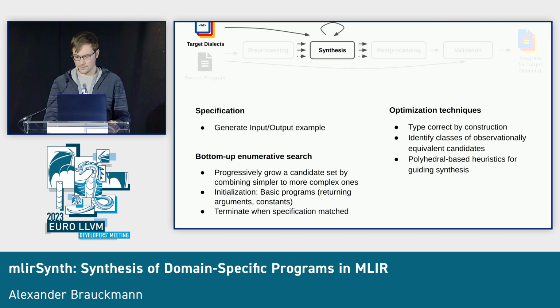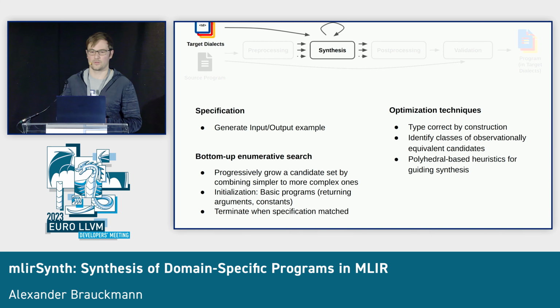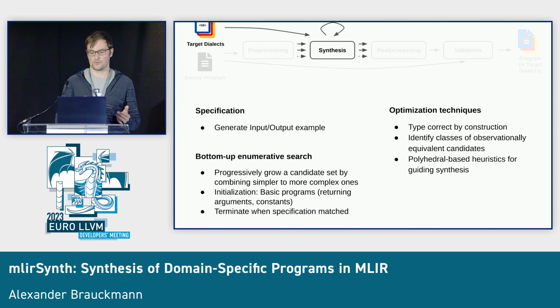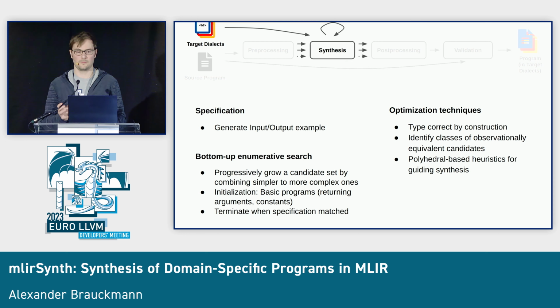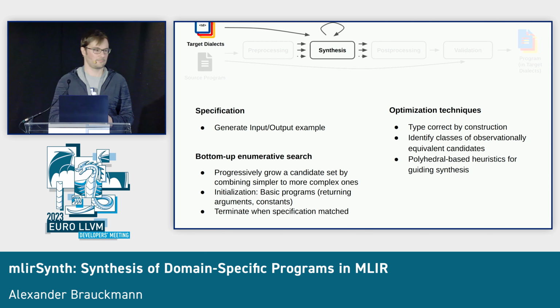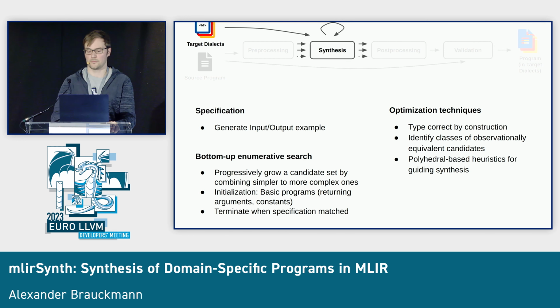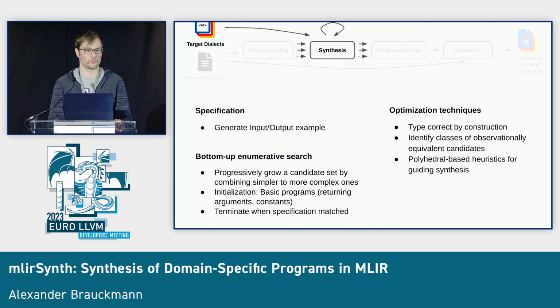operand type. Also, we don't consider candidates actually in the set, but we consider unique observations in the set, because several candidates could produce the same observation, for example, in addition, and that reduces the number of candidates quite a bit. And also, we use polyhedral heuristics for guiding the search.